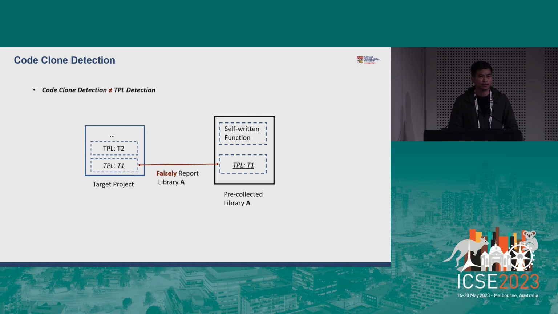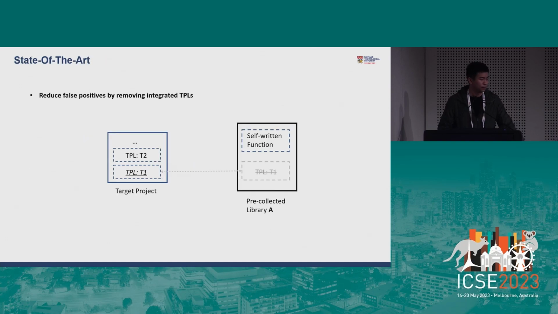So when we scan the target project, which happens to contain T1 as a third-party library, the code in the target project will be mapped to the code of T1 in library A. In this situation, even though the target project does not contain library A, it will falsely report library A as its dependency.